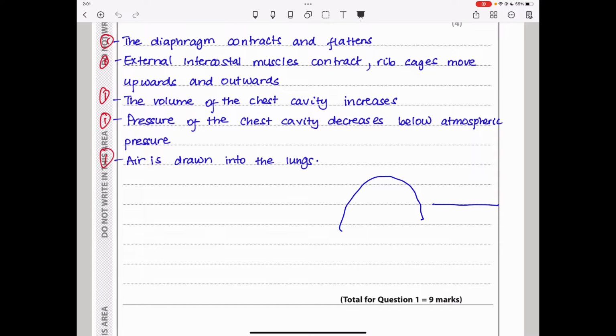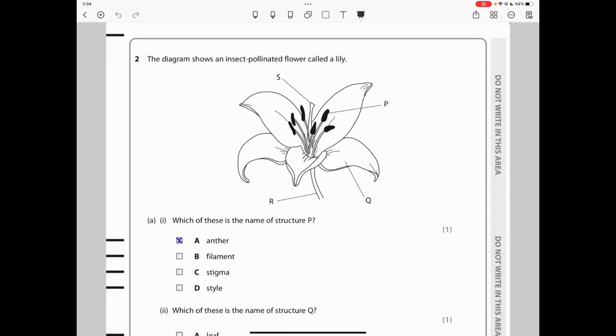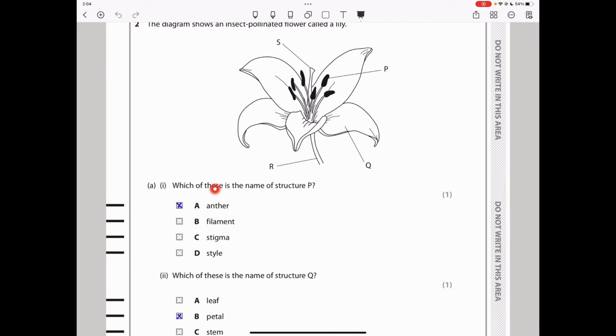Let us continue to question 2. Question 2. The diagram shows an insect-pollinated flower called a lily. This is the lily here. A1 says, which of these is the name of structure P? Structure P, that is the anther.